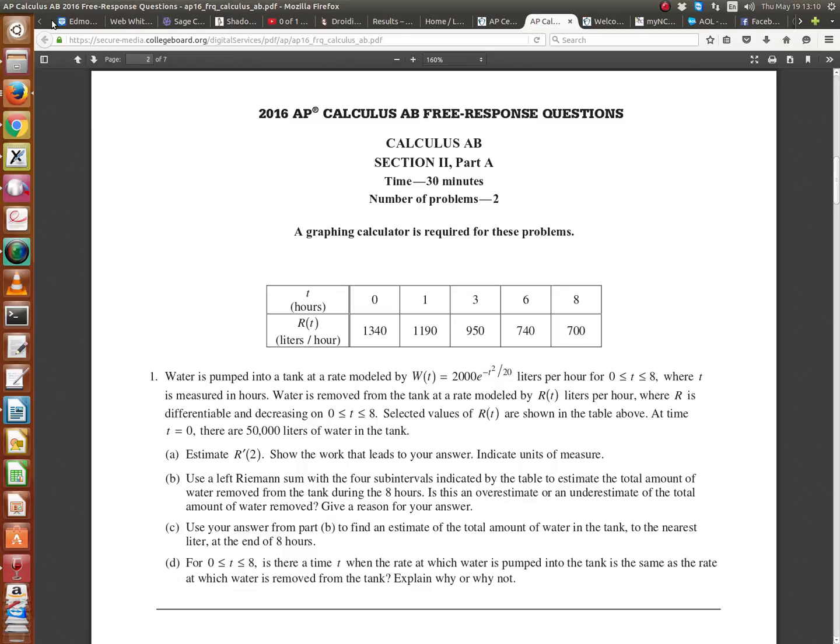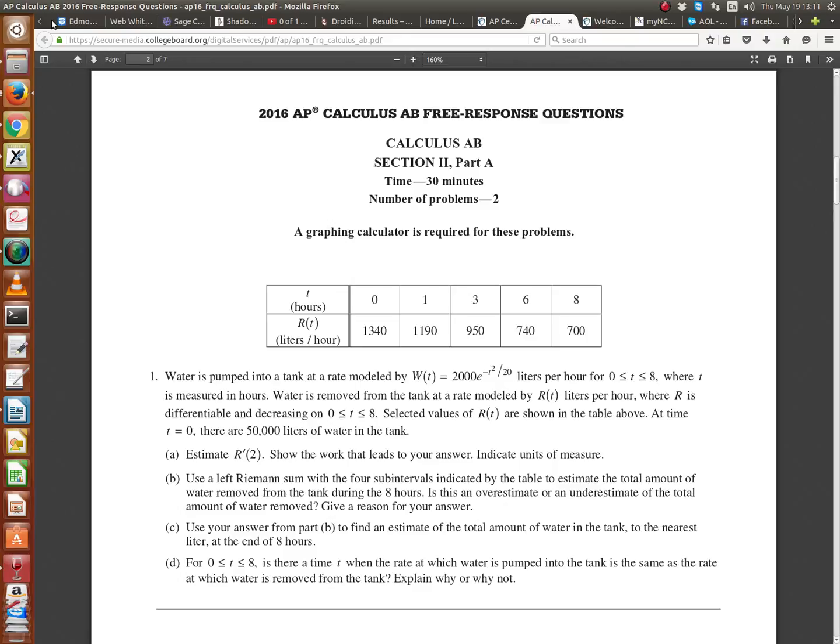All right, number one says, water is pumped into a tank at a rate modeled by W of t, given in liters per hour for t between 0 and 8, inclusive, where t is measured in hours. Water is removed from the tank at a rate modeled by R of t liters per hour, where R is differentiable and decreasing from 0 to 8, inclusive. Selected values of R of t are shown in the table above. At time t equals 0, there's 50,000 liters of water in the tank. Part A. Estimate R prime of 2, show the work that leads to your answer, indicate units of measure.